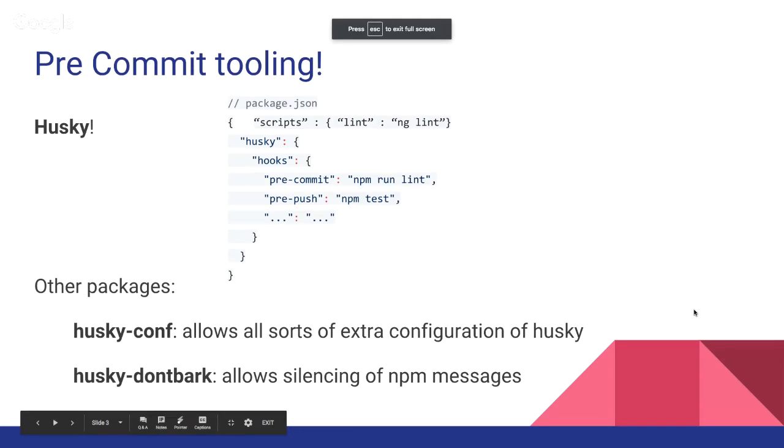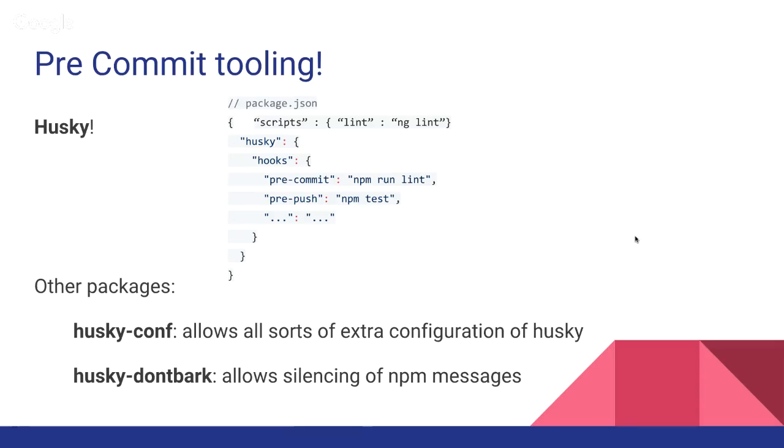Cool. There's also some other Husky packages that I include in here. If you're running Husky commands, you know that your console kind of gets flooded with a bunch of stuff. So you can add some packages like husky-dont-bark. And then husky-conf is another package that allows you to add additional configurations to Husky.